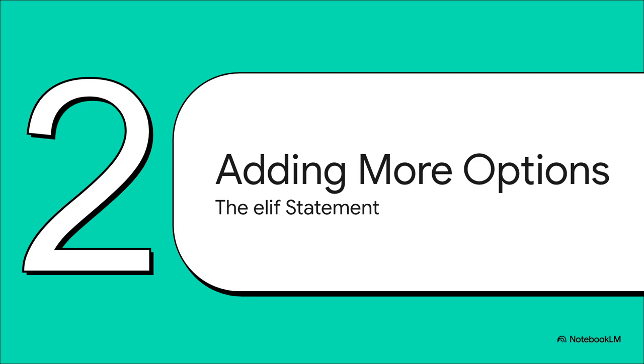But, life isn't always a simple yes or no question. Sometimes you've got way more than just two possible outcomes. A simple pass-fail just won't cut it. And that's where our second tool, elif, comes into play, letting us build a whole chain of decisions.